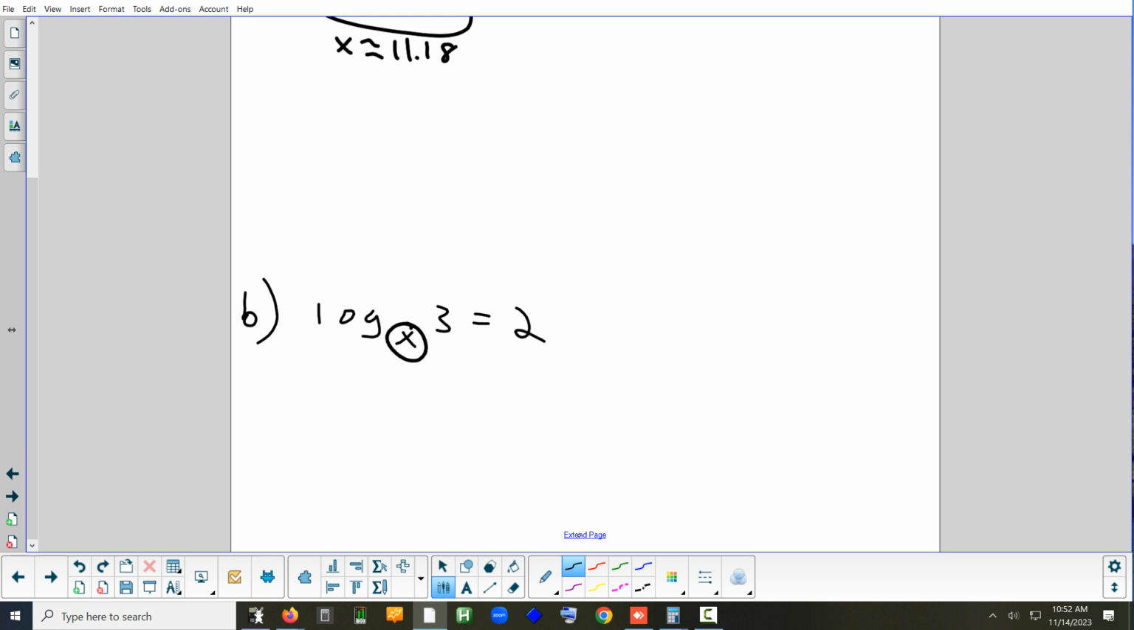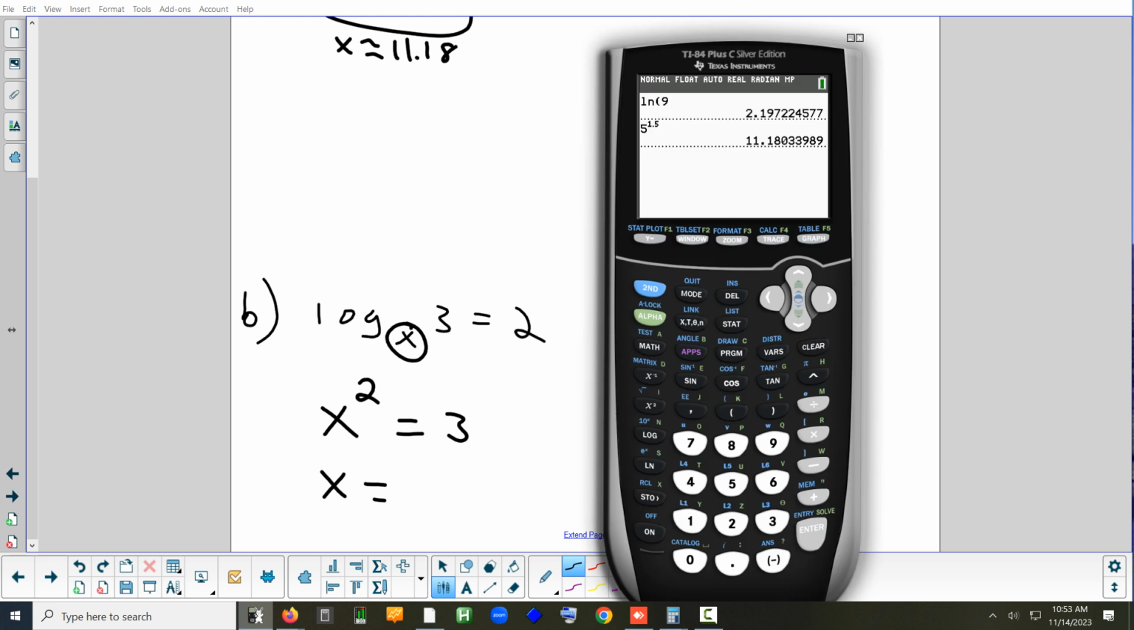Would it be x with an exponent of 2 equals 3? Yep. x with an exponent of 2 equals 3. And now, how do you get rid of that exponent of 2? You square root it. And I know normally I always tell you, when you square root, you get 2 answers. You never have to worry about the negative answers. Logarithms cannot be negative numbers.